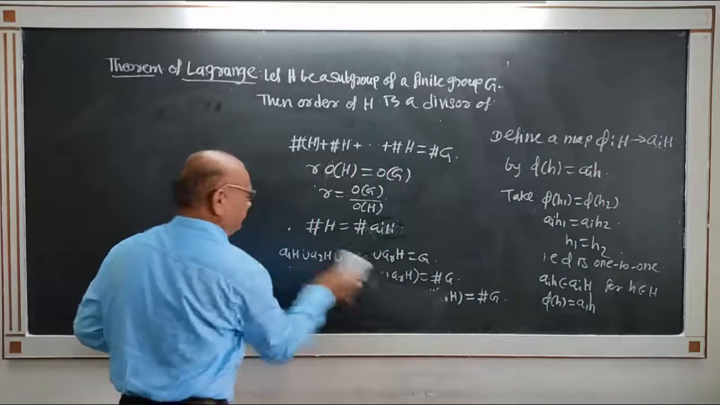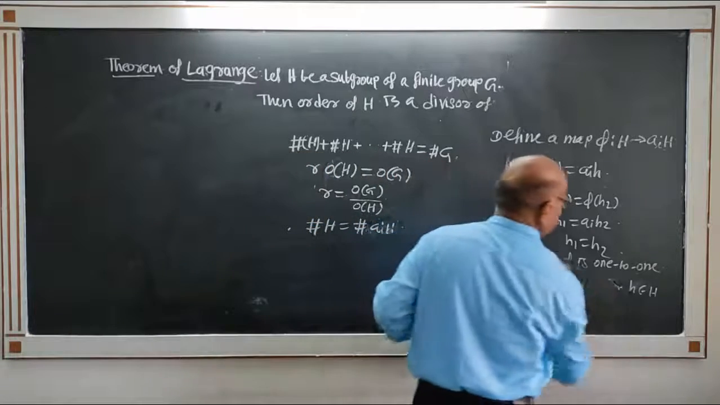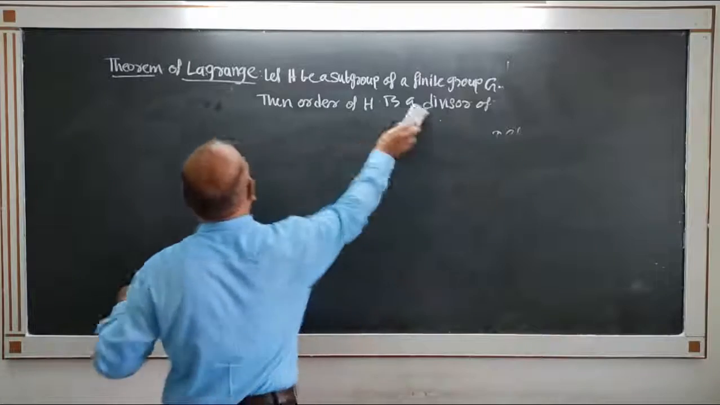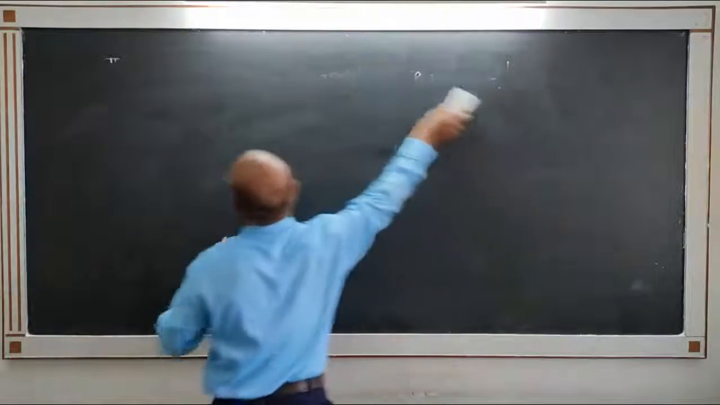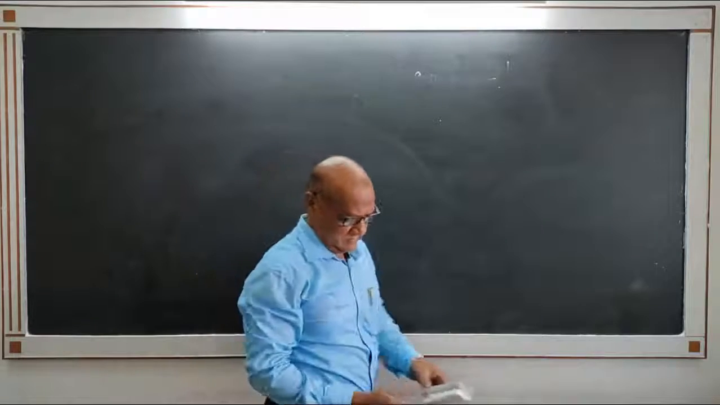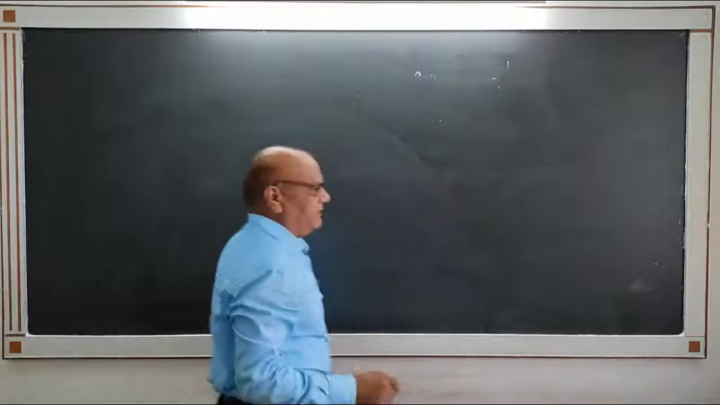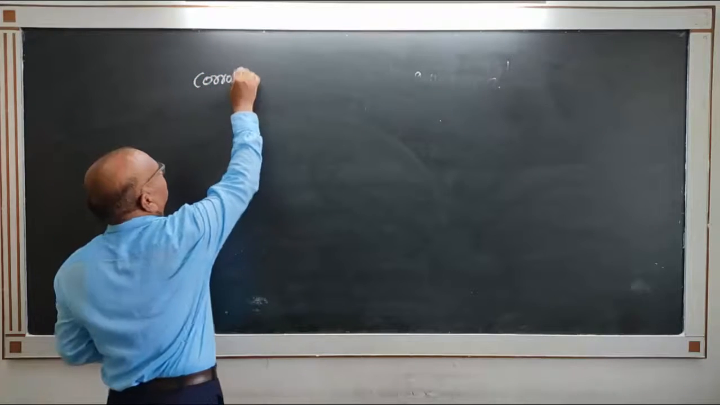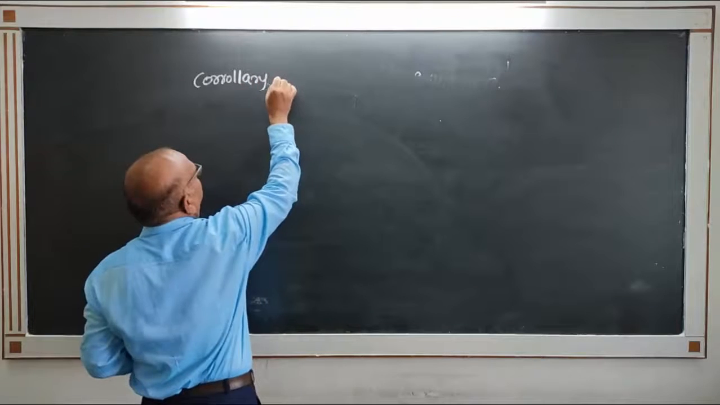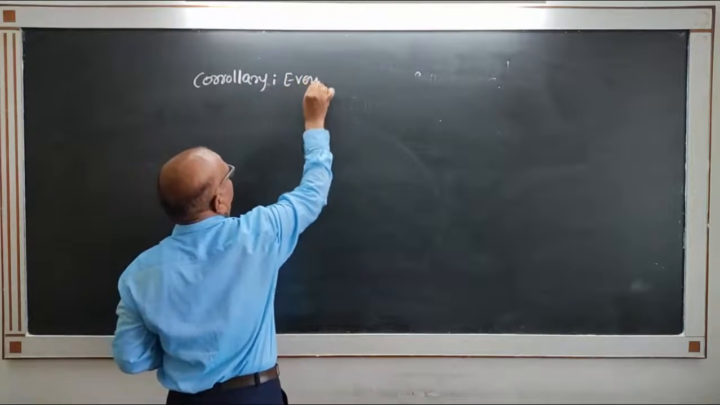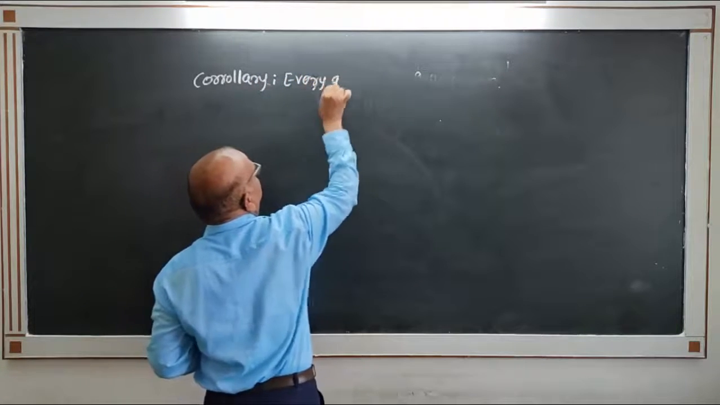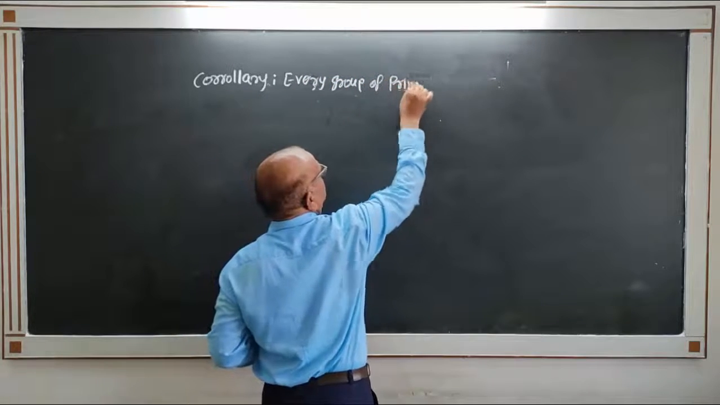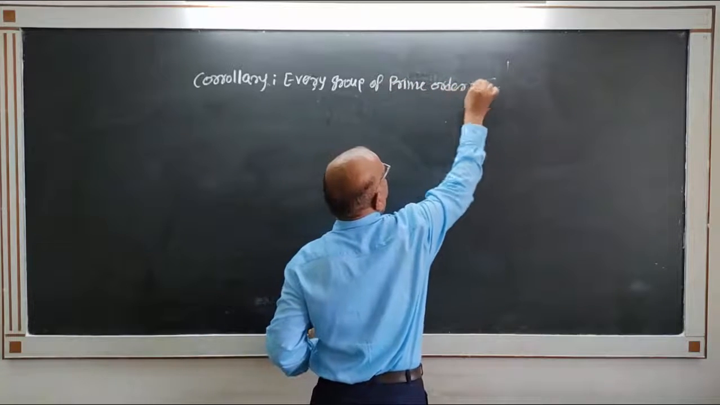Now see the next corollary. Every group of prime order is cyclic.